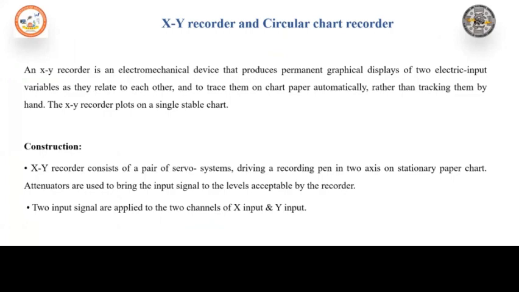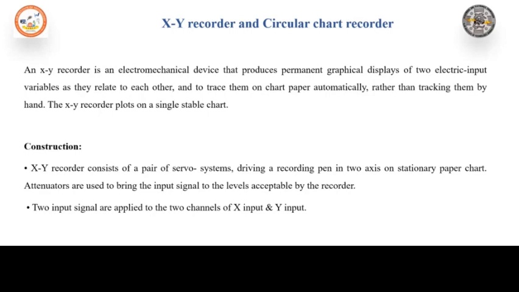Instead of plotting each variable separately as a function of time, for example, y is equal to f of x, these recorders have a special capability of displaying two separately varying quantities on the x and y axis of Cartesian coordinates. In such a recorder, one of the variables is applied to the x input and the other to the y input, and the recorder plots their variations against one another.